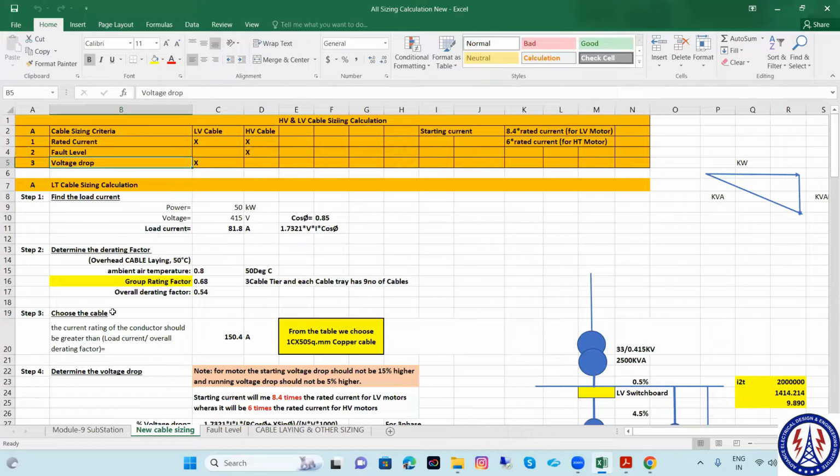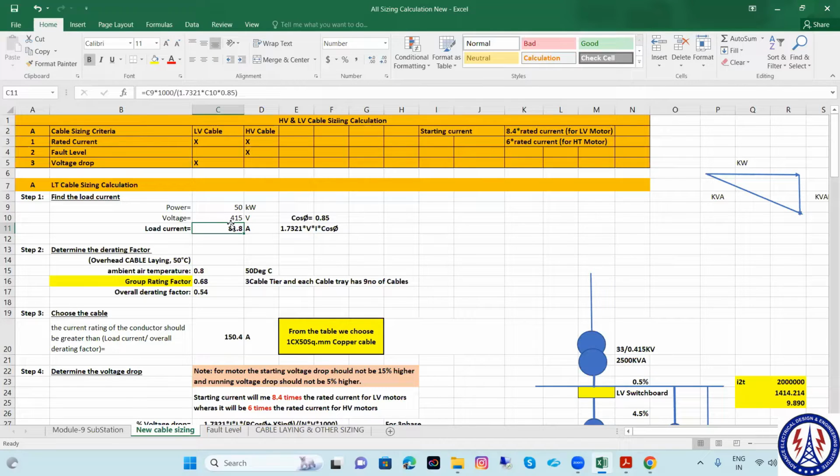So I am sizing the LV cable. I'm just assuming the example of a 50 kilowatt motor. The current you can determine easily: √3 VI cos phi. So 81.8 A is the current requirement. The meaning of this is my motor wants this current, correct? So in any condition, my cable should be able to supply this current.